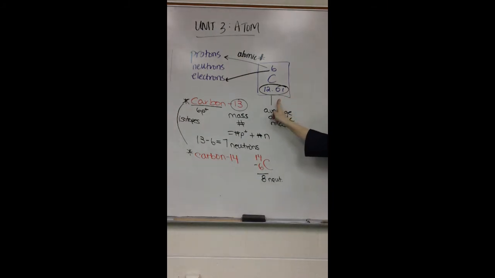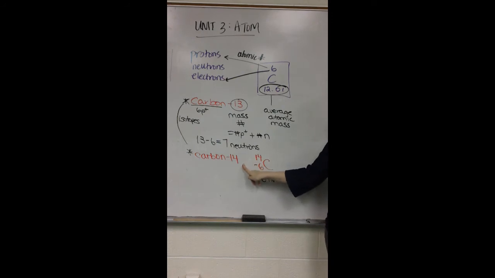Average atomic mass takes into account all the isotopes I have. So what this tells me is that most of the carbon in the world is carbon 12, because it's really close to 12, and I might have a little bit of carbon 13 and maybe an even smaller amount of carbon 14. Most of the problems with the atom, you're literally trying to figure out what's the mass number, what's the atomic number, what's the number of protons, what's the number of neutrons. The only thing that might change in the atom is if they say you're going to make an ion.